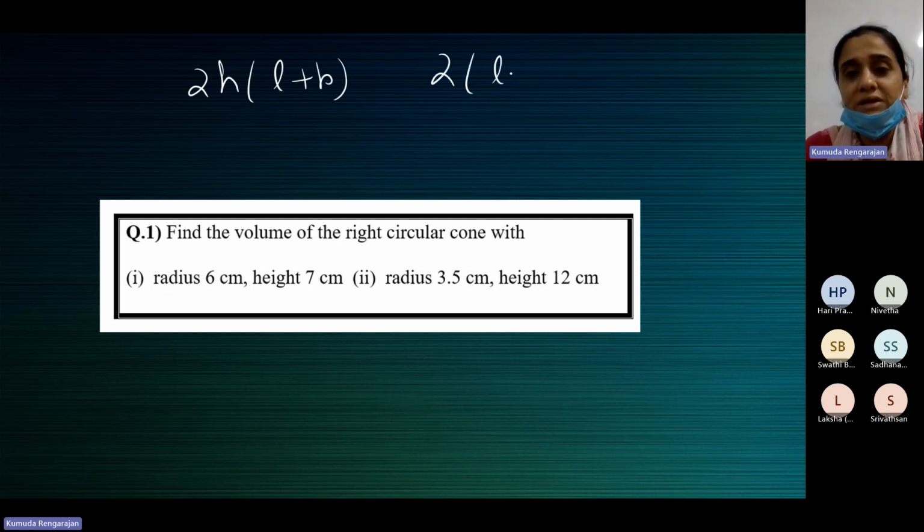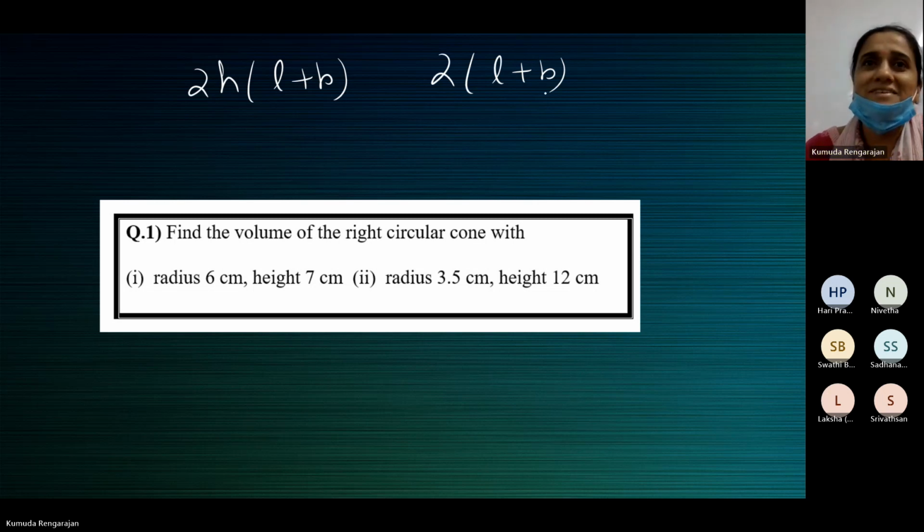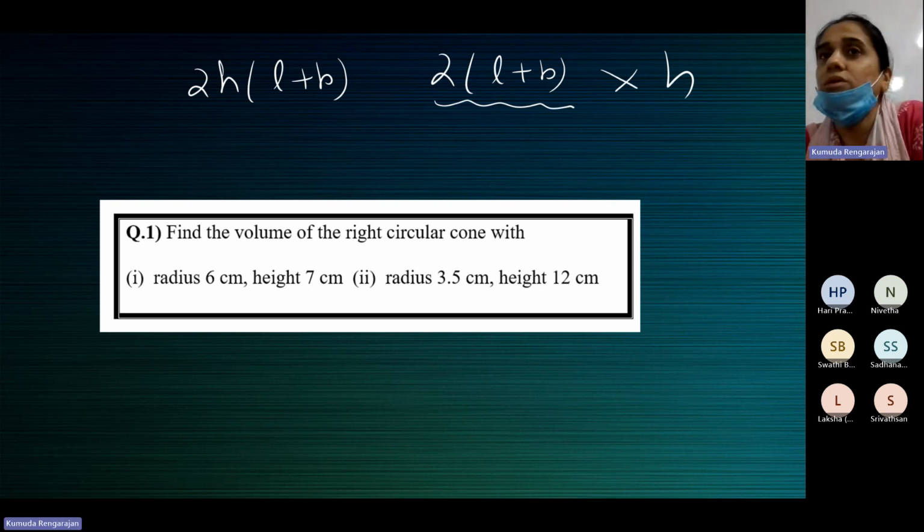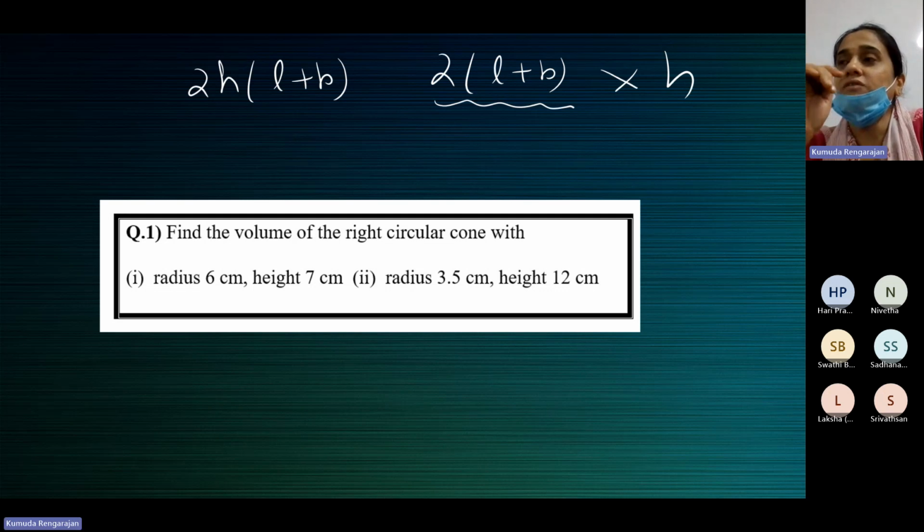What is 2 into L plus B? Perimeter of a rectangle. What's the perimeter of the cross section into height? CSA. I've told you, volume is area of the cross section into height.